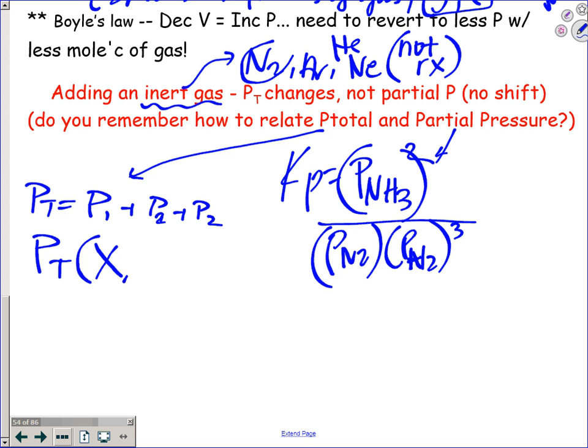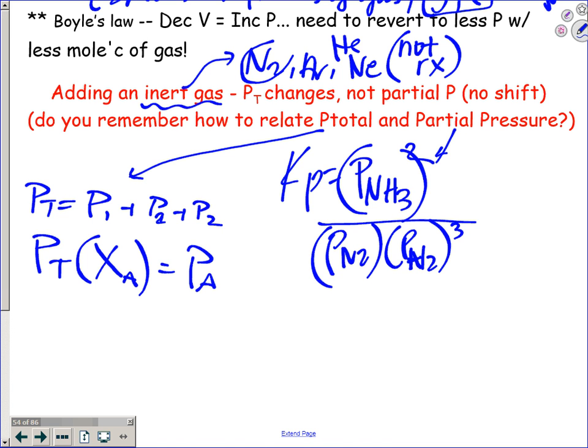Remember X was our mole fraction variable, so it's moles of A over total moles, and that times P total would equal PA, the partial pressure of that gas A. Do you remember that? Probably review, because this is a piece of the puzzle that could be used to find one of these, which would then be used to find K. Alrighty? Can I go forward?